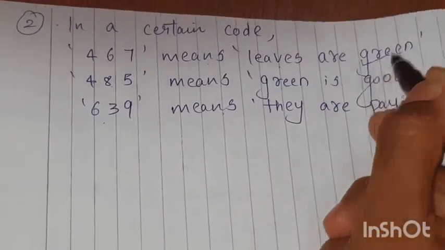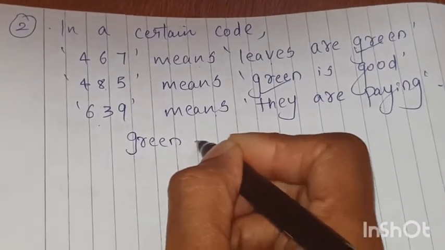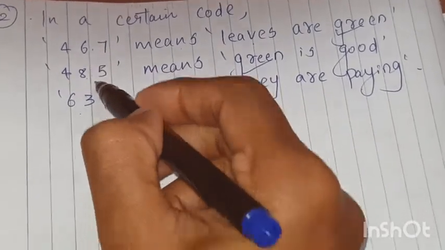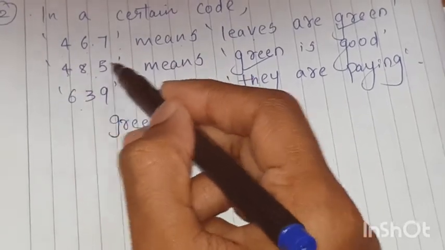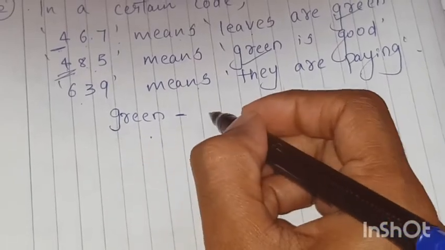Green is written in the first line and in the second line. So we can find out the corresponding number code for green from the first and the second line. 4, 6, 7, 4, 8, 5. That means 4 is common in the first line and in the second line. So the code for green is 4.